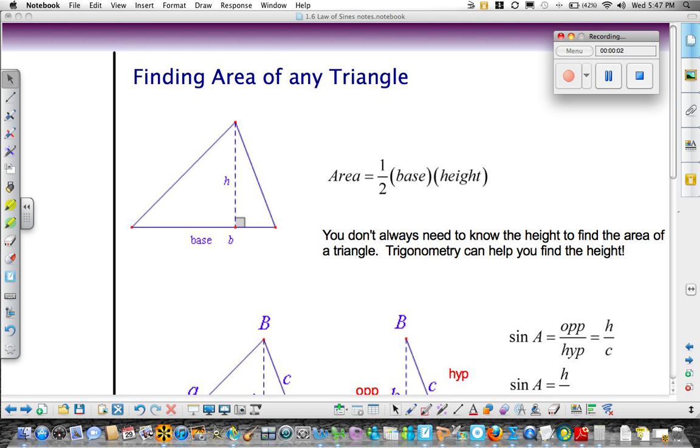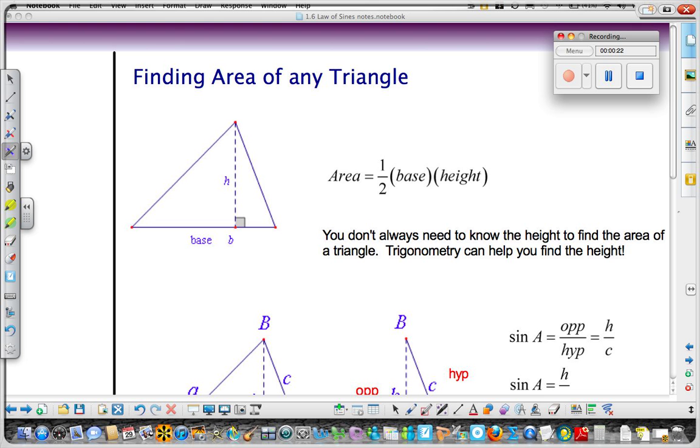Okay, in this part of lesson 1.6 on the law of sines, we're going to cover a couple things. We're going to look at finding the area of triangles and how to use the law of sines to solve the side-side-angle setup case. Okay, so let's start by looking at finding the area of a triangle.